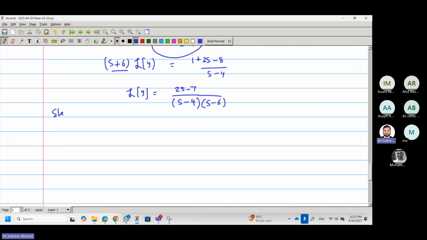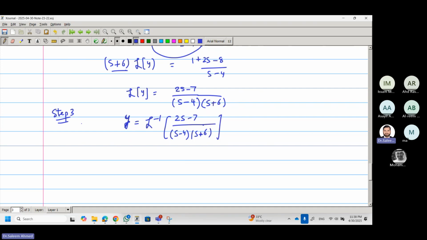And then step 3 is, because I want y, I don't want Laplace of y. I want y. So y becomes the Laplace inverse of 2s minus 7 over s minus 4, s plus 6.